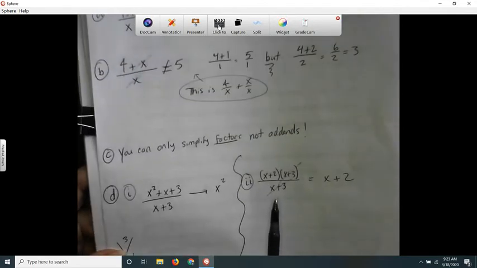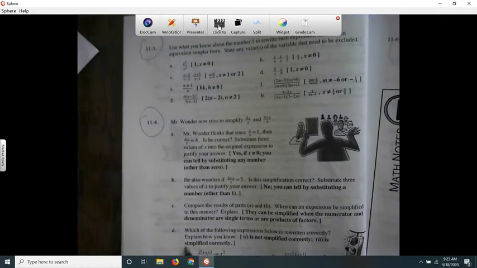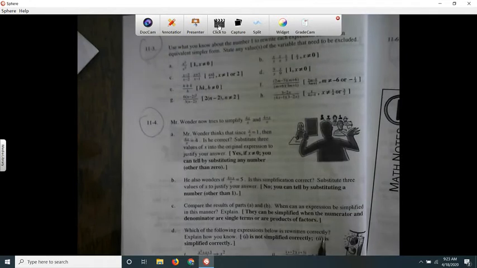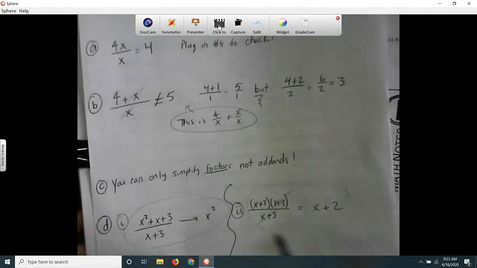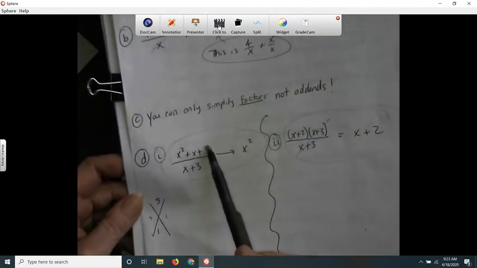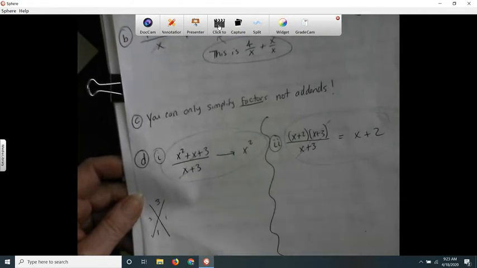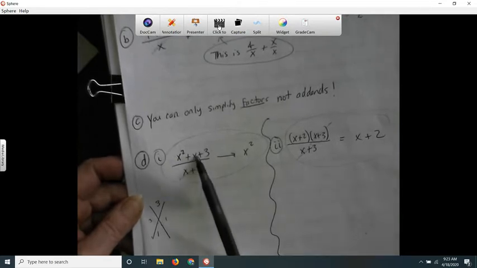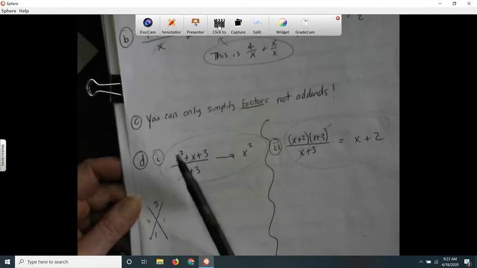So let's see what letter D says. Which of the following expressions is written correctly? So is this correct, or is this correct? So this one, it looks as though they thought it would be okay to just cancel out the x plus 3 and the x plus 3 and end up with x squared. Well, I'll tell you one thing. These are all being added together, not multiplied. So that's a danger. It's a warning sign right there. Now I can plug a number in there and see if this is true or not.